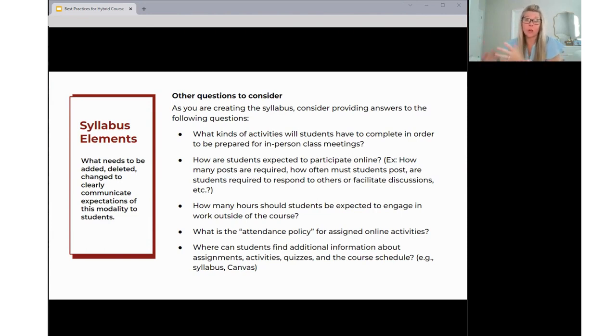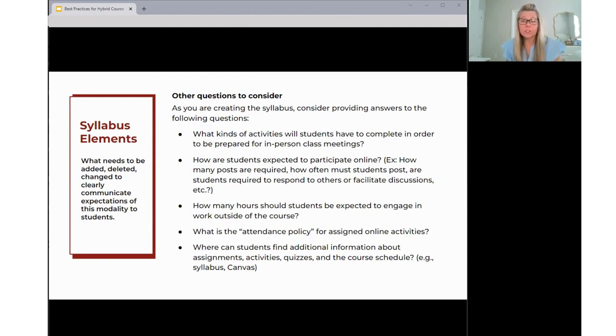How will students know what they're to do when? How are students expected to participate online? For example, are they required to post every discussion forum? Are they to reply? How many students should they reply to? What should those replies look like? So that's really that blending of the online modality of discussions and collaboration and interaction.